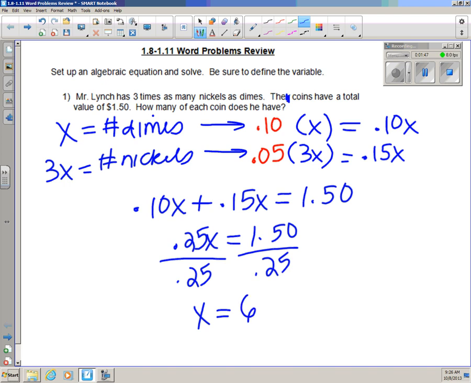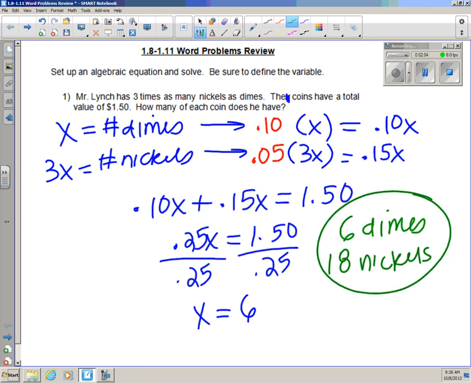So how many coins of each does he have? Well, x is 6, and 6 was the number of dimes. So this person has 6 dimes, and 3 times as many nickels as dimes, or 3 times 6, which is 18 nickels. Feel free to check your work. 6 dimes is 60 cents, correct? 18 nickels is 90 cents. 90 and 60, $1.50.